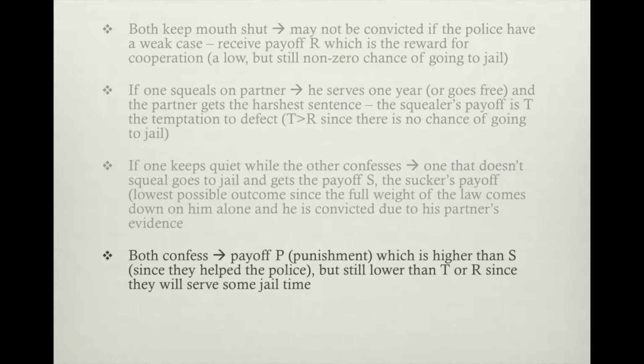If they both confess, that means they both defect. They get a punishment, a payoff of P, which is higher than S because they helped the police, but lower than T or R because they both will serve some jail time. So they both implicate the other. They might get like a 3 year sentence. The reward for cooperation is a 1 year sentence, and the sucker's payoff would be, let's say, a 5 year sentence. The squealer's temptation to defect would be going free.